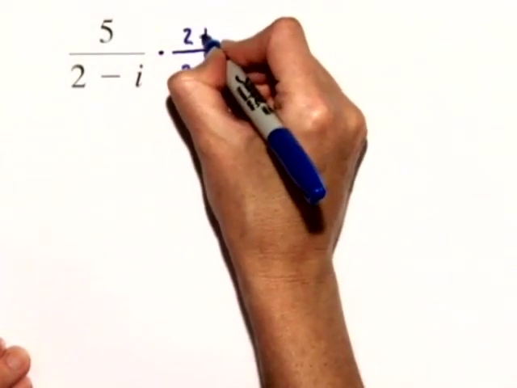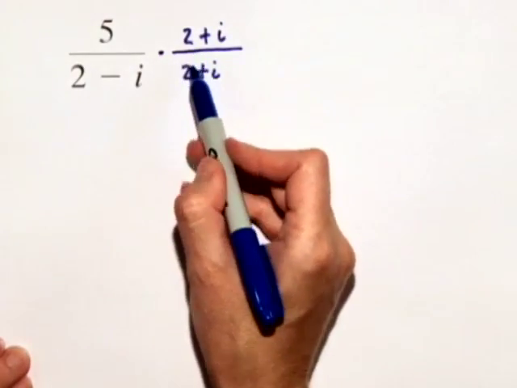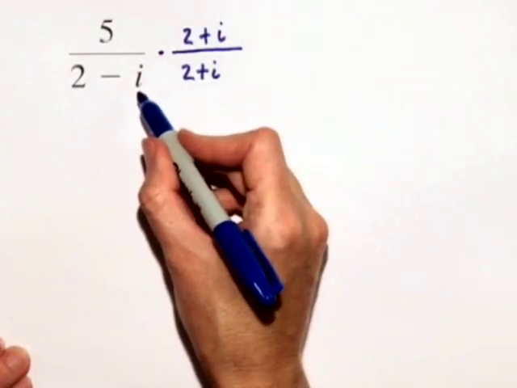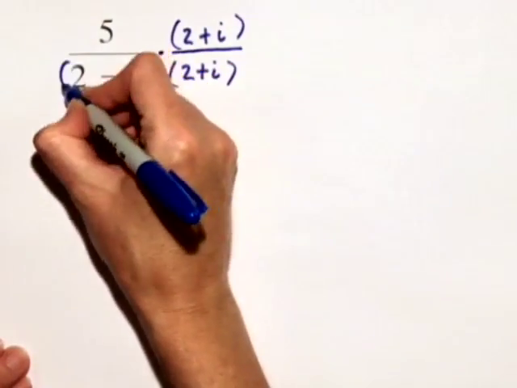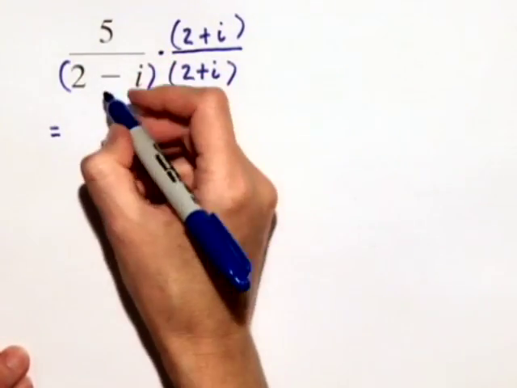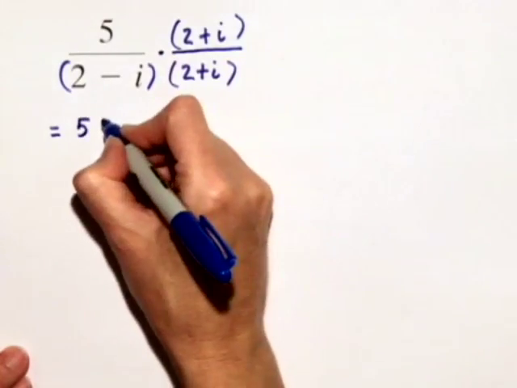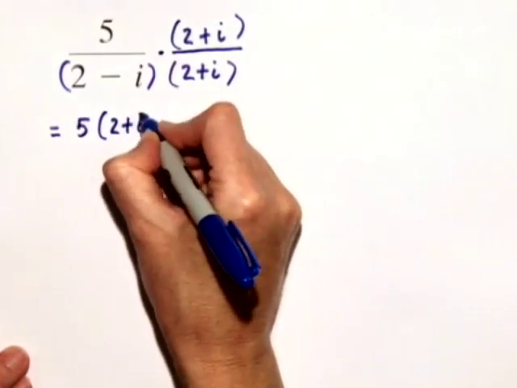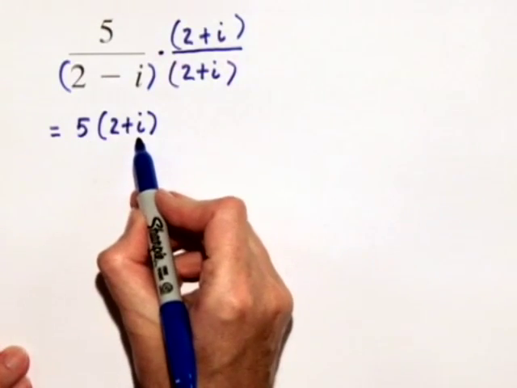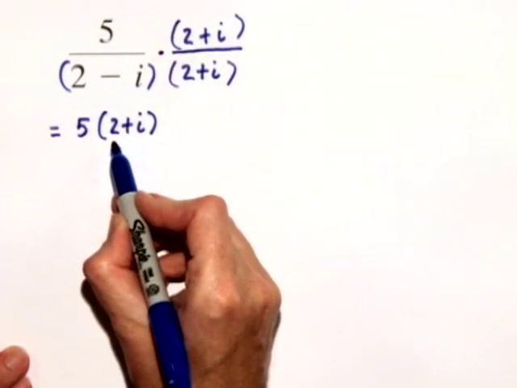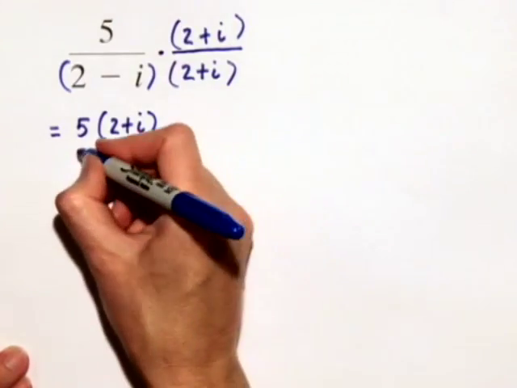So we multiply both the numerator and denominator by 2 plus i, which does not change the meaning of this expression. I'm going to use parentheses here. So in the numerator, we'll just rewrite this as 5 times the quantity 2 plus i without distributing the 5 through, because it's in factored form and it makes it easier if we can divide out any common factors.